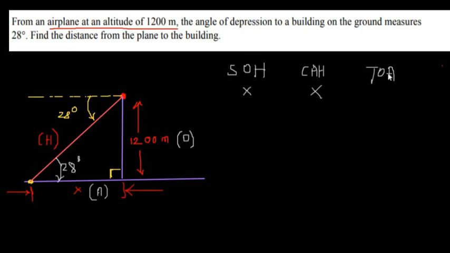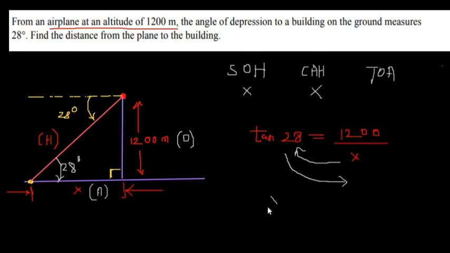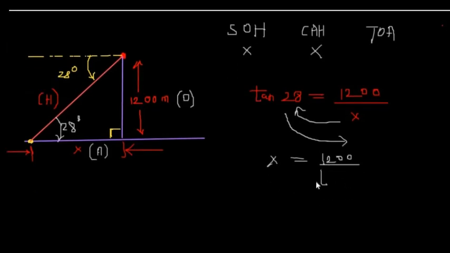So we can try the TOA as tan of the angle given, that is tan of 28 degrees, is equal to opposite. So opposite we have as 1200 divided by the adjacent. Adjacent is the one we need to find. So to find the x, we can interchange the places. X goes to the place of tan 28 and tan 28 comes in the place of x, and hence we write it as x equal to 1200 over tan 28.